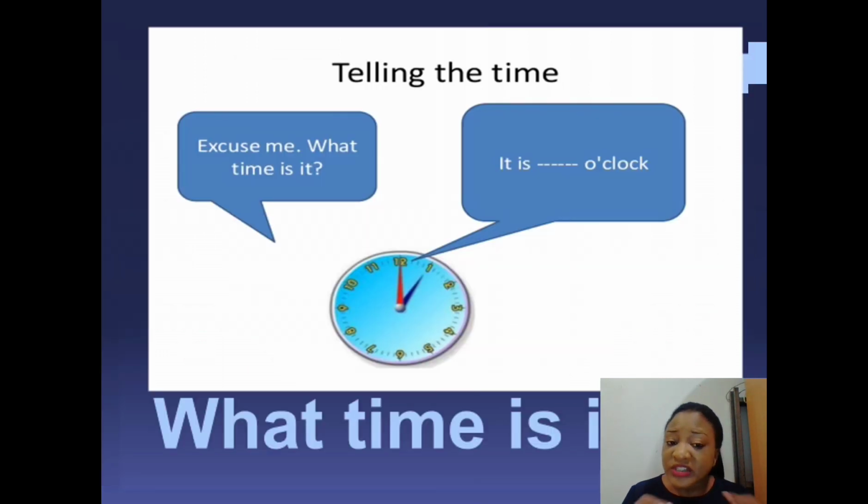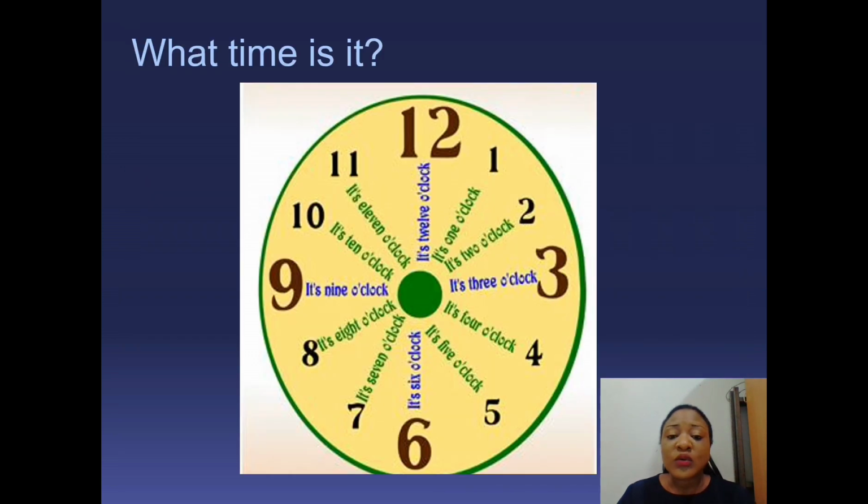Next, we have to teach them sentences or questions we use when talking about time. Excuse me, what time is it? The student will have to respond, it is 2 o'clock. Looking at my display, it is 1 o'clock. The student will repeat after me, it is 1 o'clock. I will ask that question over and over, many times, so it sinks into their minds.